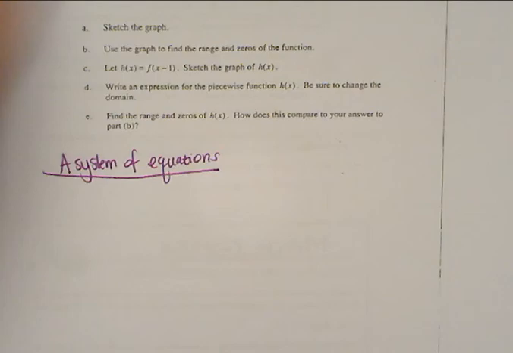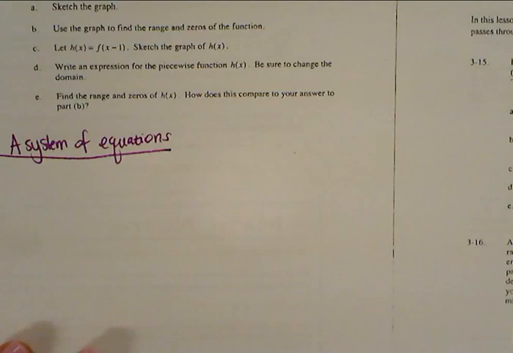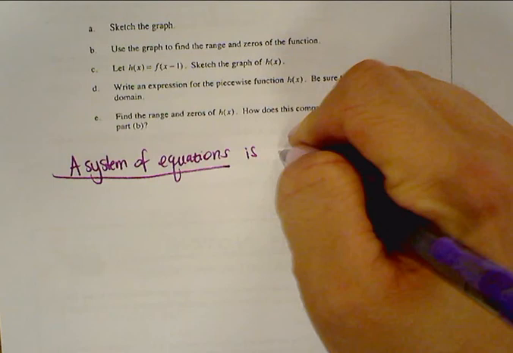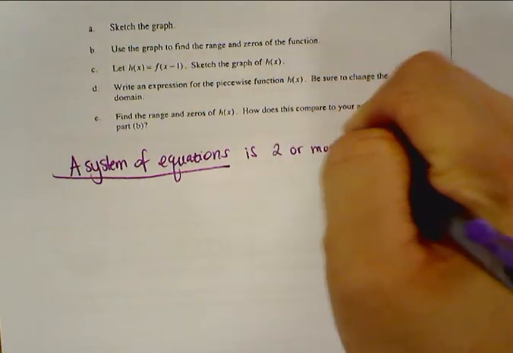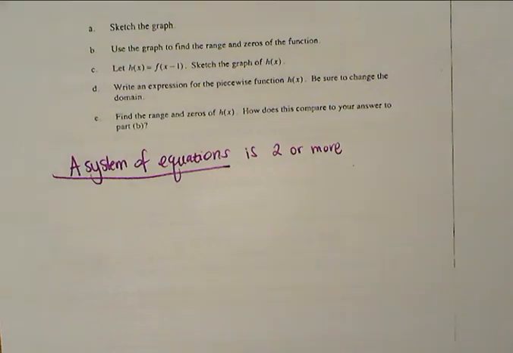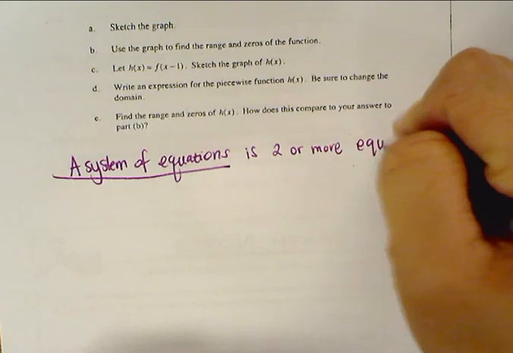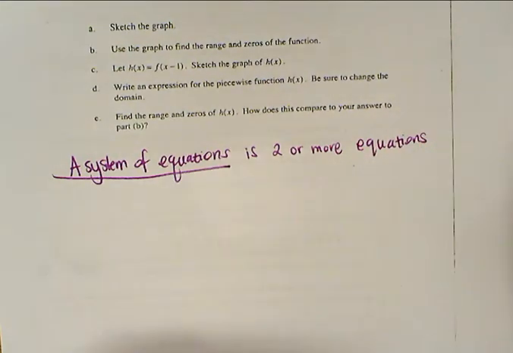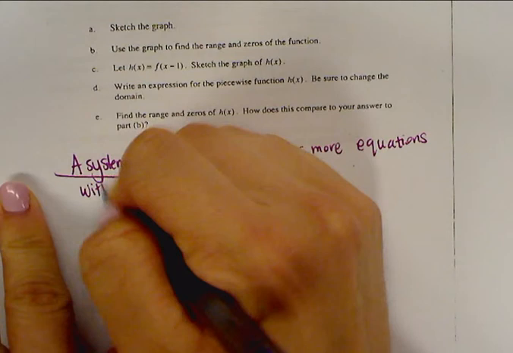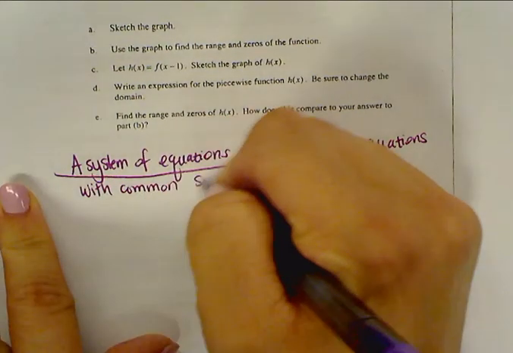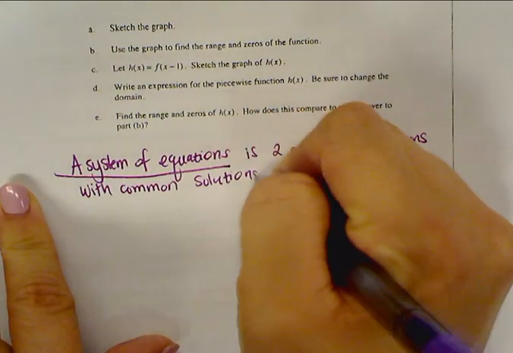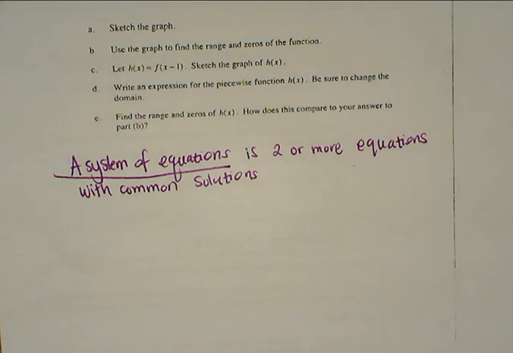A system of equations is two or more equations with common solutions, okay? I think I just made that up. Let me just make sure. Yeah, I remember the definition.